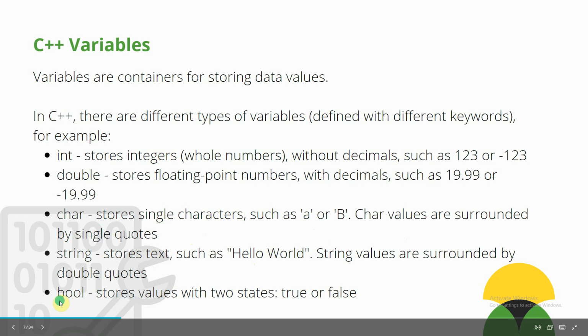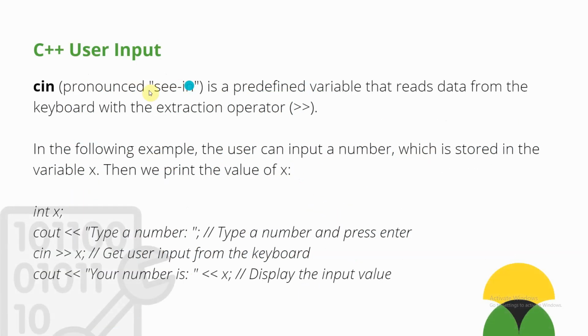And also this one, bool, short for boolean, it stores values with two states, which are true or false. Now for the user input, the cin, pronounced as cin, is a predefined variable that reads data from the keyboard with the extraction operator. This is the symbol for the extraction operator.